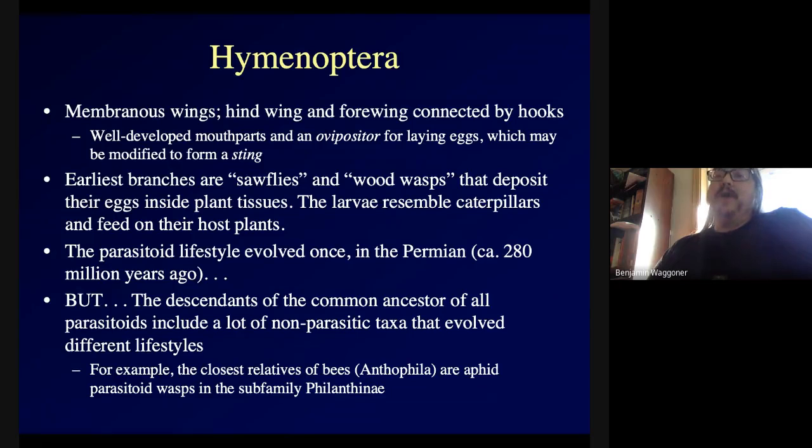That's the earliest branches. The parasitoid lifestyle evolved exactly once, fairly close to the origin of Hymenoptera in a time period we call the Permian. So that puts it at roughly 280, 270 million years ago. But the weird thing is that the common ancestor of all parasitoids gave rise to all of the parasitoids today in the Hymenoptera, but also a lot of non-parasitic taxa that gave up being parasitoids and evolved different lifestyles.